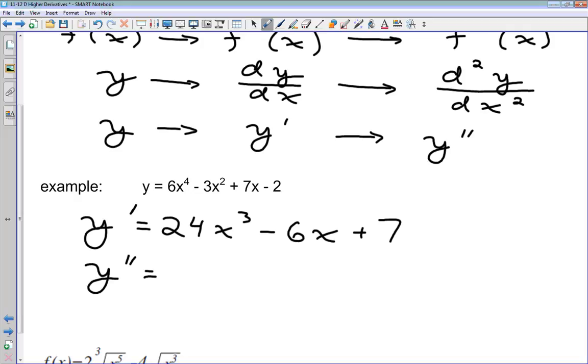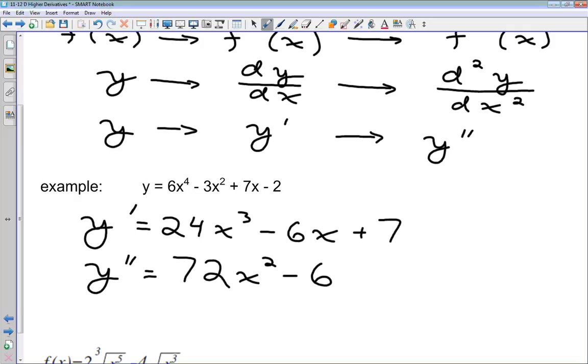If I want to find the second derivative, I'm just treating this function y primed as my original function, and I'm doing the exact same thing. I'm going to bring down the 3 and do 3 times 24 to get 72, x to the power of 2. The derivative of negative 6x is just negative 6, and the 7 goes away. So my second derivative here is 72x squared minus 6. So it's nothing different than what we've been doing up until now. We're just taking the derivative of functions.